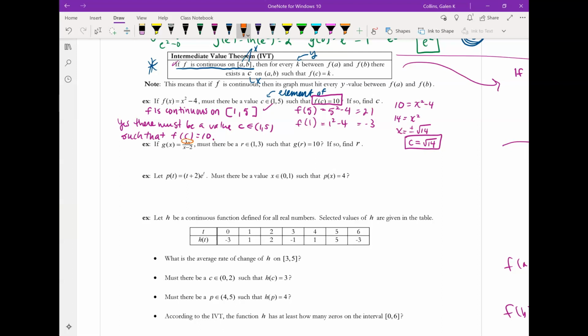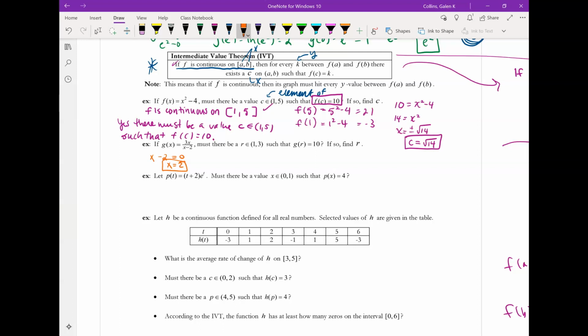3x is always continuous, so I don't need to worry about the numerator. X minus 2 is always continuous, but since we have a fraction, I need to consider where x minus 2 equals 0, and that equals 0 when x equals 2. So I know that at 2, I'm actually going to have a vertical asymptote. If I plug a 2 in, I get 6 over 0. So the issue here is that g is not continuous.